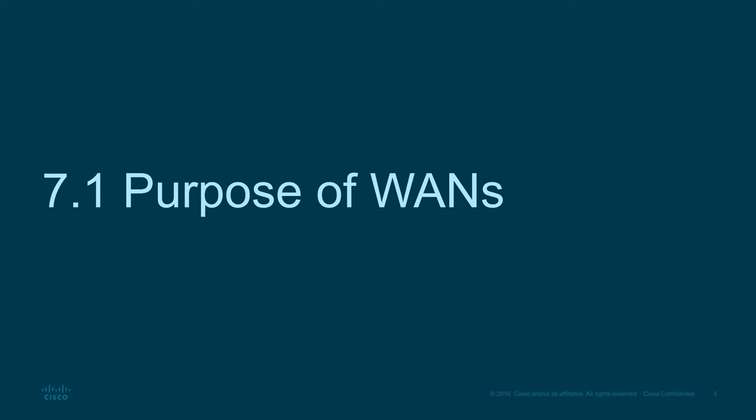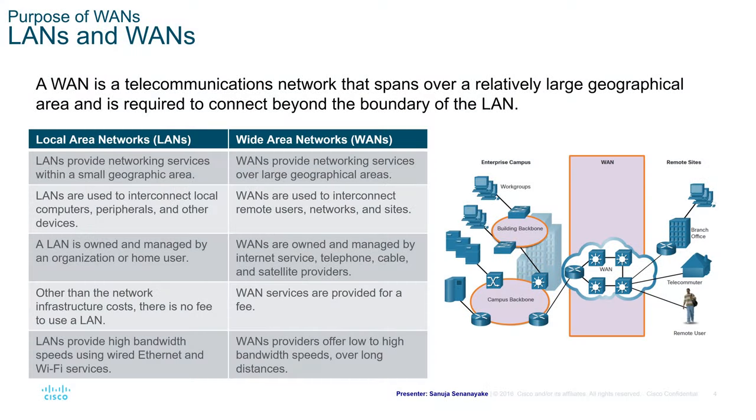The purpose of WANs. LANs and WANs. A WAN, or Wide Area Network, is a communications network that spans a relatively large geographical area and is required to connect beyond the boundary of the LAN. And in this table at the bottom of your screen, we have summarized the concepts belonging to LANs and WANs.